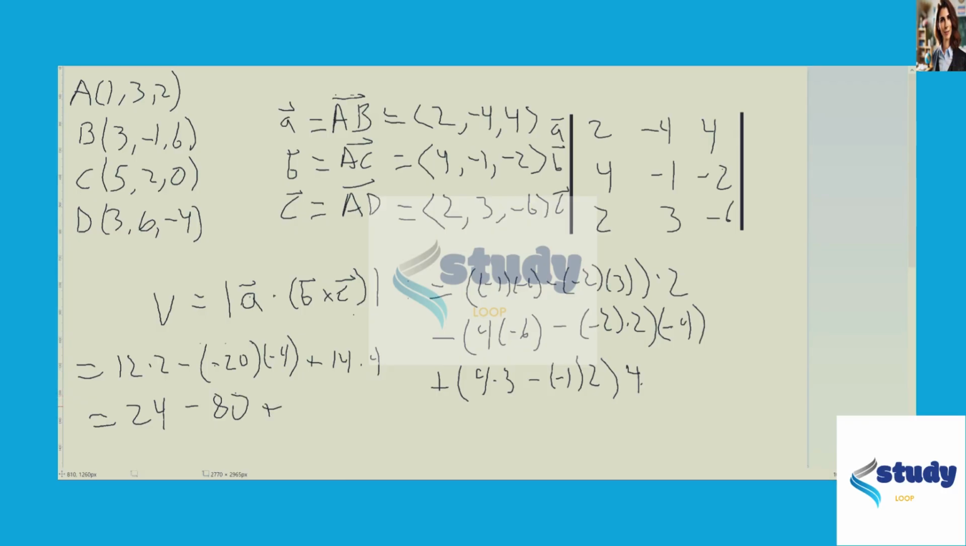Plugging this all in, we're getting 24 minus 80 plus 56, which is indeed 0. Therefore, all of these points are actually coplanar.